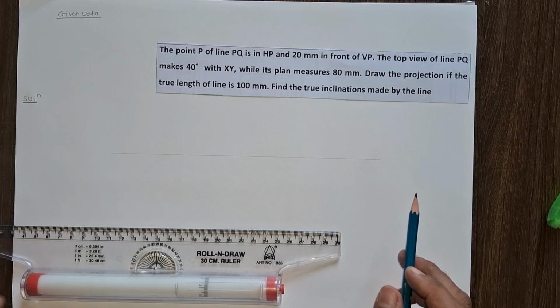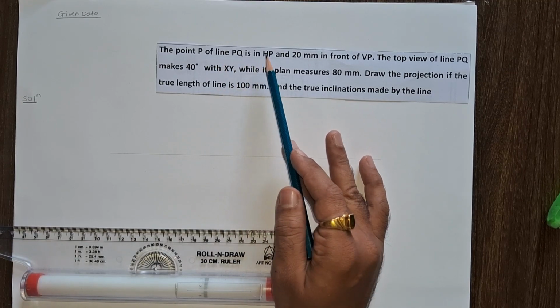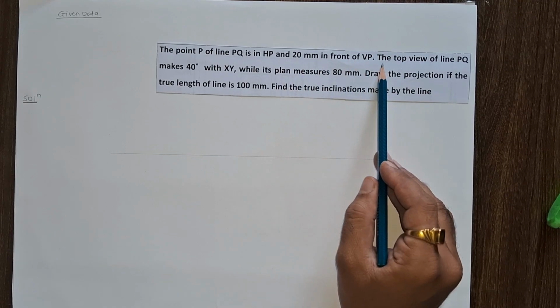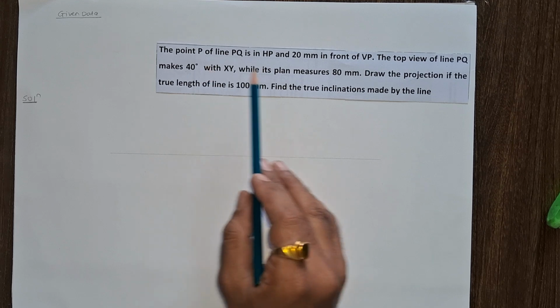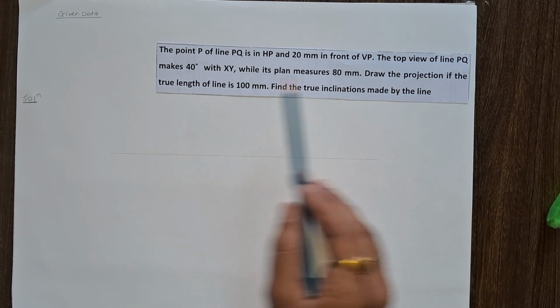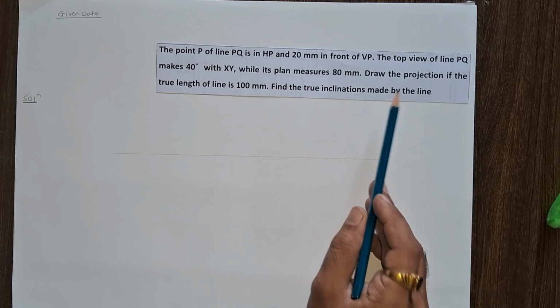So the problem statement is in front of you. The point P of a line PQ is in HP and 20 mm in front of VP. The top view of a line PQ makes 40 degrees with XY while its plan measures 80 mm. Draw the projections if the true length of the line is 100 mm. Find the true inclinations made by the line.